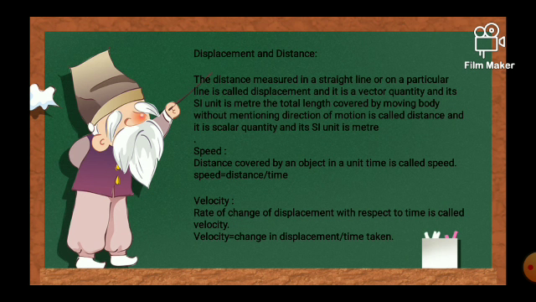Well guys, now acceleration. Rate of change of velocity of an object with respect to time is called acceleration. Now guys, over here they are telling us that the rate of change of velocity, this time velocity, not displacement, of an object with respect to time is called acceleration. Its formula is acceleration equals change in velocity upon time. And its SI unit is meter per second square, not meter per second, it's meter per second square.